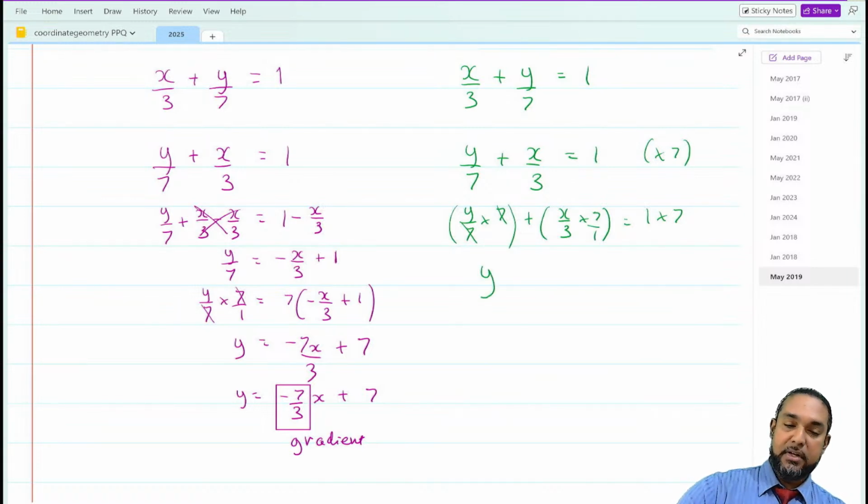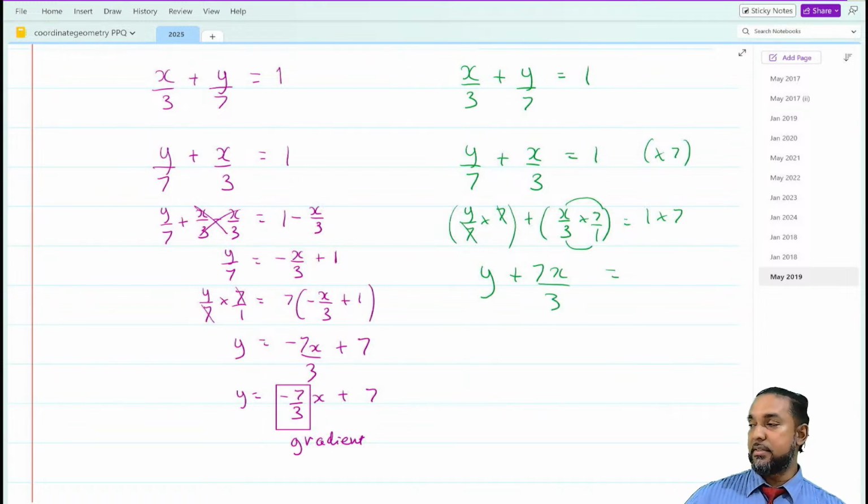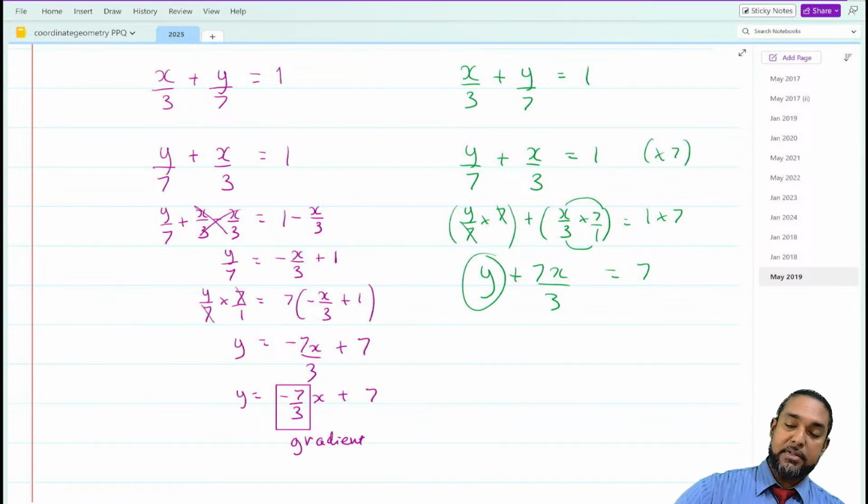Here, you basically have 7 over 1. And when they multiply in fractions, they multiply numerators together and then denominators. x by 7 is 7x. 3 by 1 is 3. And of course, on the right-hand side, 1 by 7 is just 7. And the last thing to do to make y the subject is you want to remove the 7x over 3. How is it attached? Addition.